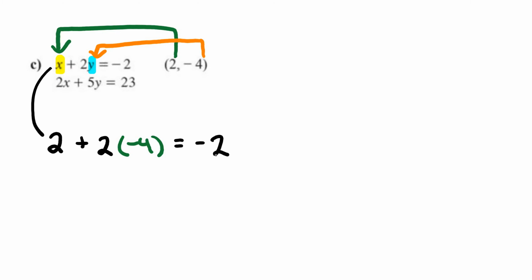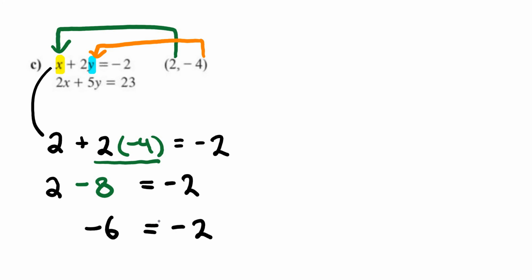All right, so let's work with that first equation there. This will be 2, and then 2 times negative 4 is negative 8, and that would equal negative 2. 2 minus 8 is going to be negative 6, and this equals negative 2 on the right-hand side. And notice that negative 6 does not equal negative 2, so I can just stop and say that no, this is not a solution to the system of equations here.